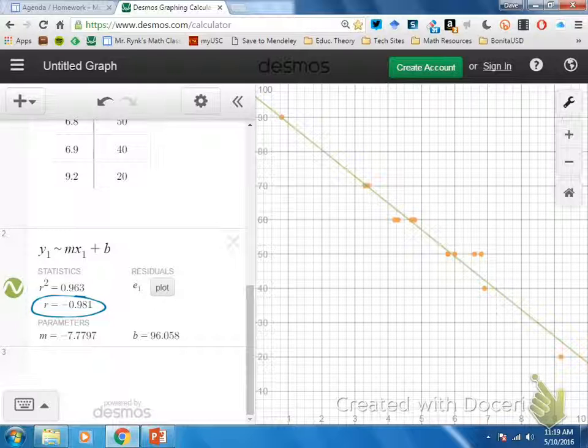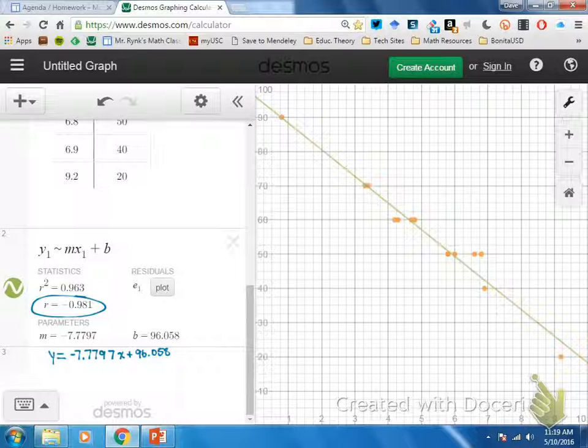So we got y is equal to, what's our line of best fit? What's the equation for our line of best fit? Y equals? 7.779. You've got to write it down. 7.779, good. What do I write next? X plus 96.058. Okay, good.